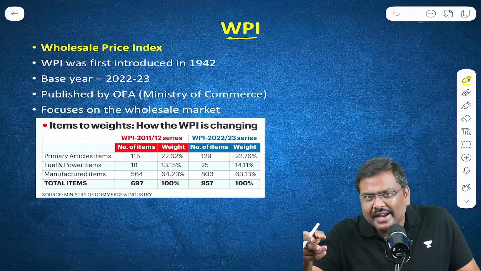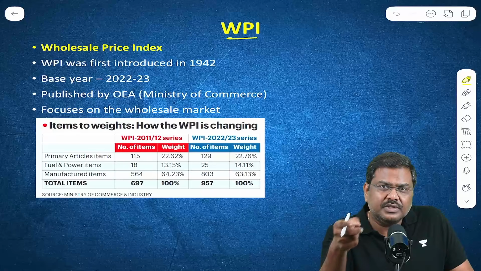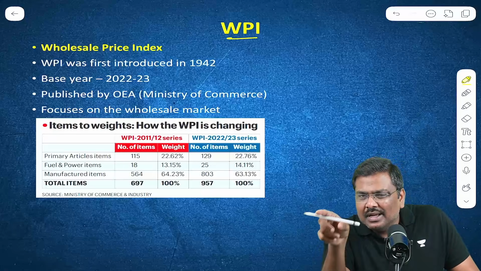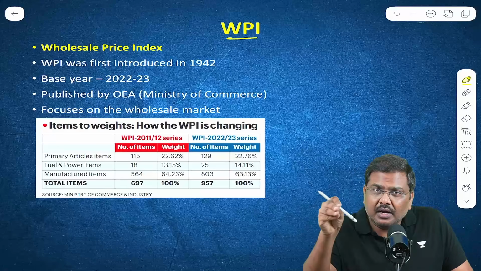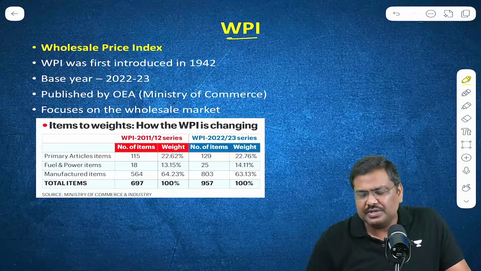Then there's a second indicator to measure the changes in the prices of the basket of goods and services which are consumed by you and me. That is the retail consumers, that is CPI. Changes have been introduced for CPI. Let me cover the WPI first and then we'll shift to CPI.